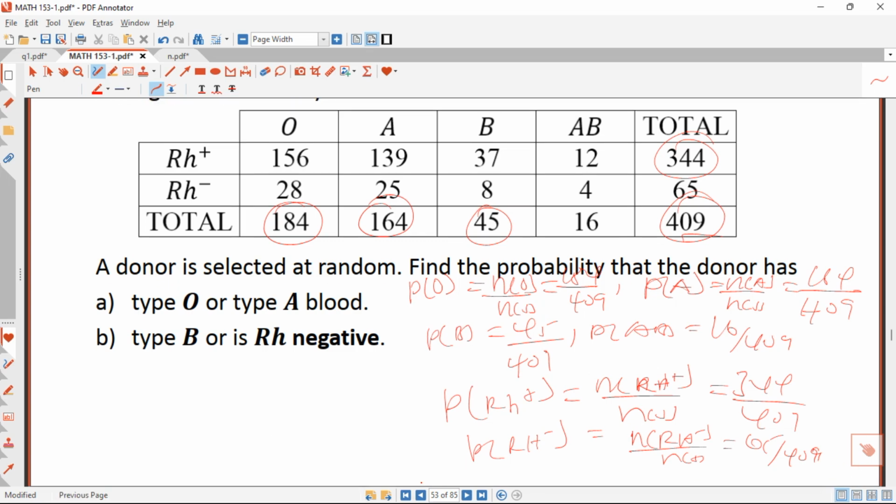And then we have been asked to find the probability that the donor has type O or type B blood.